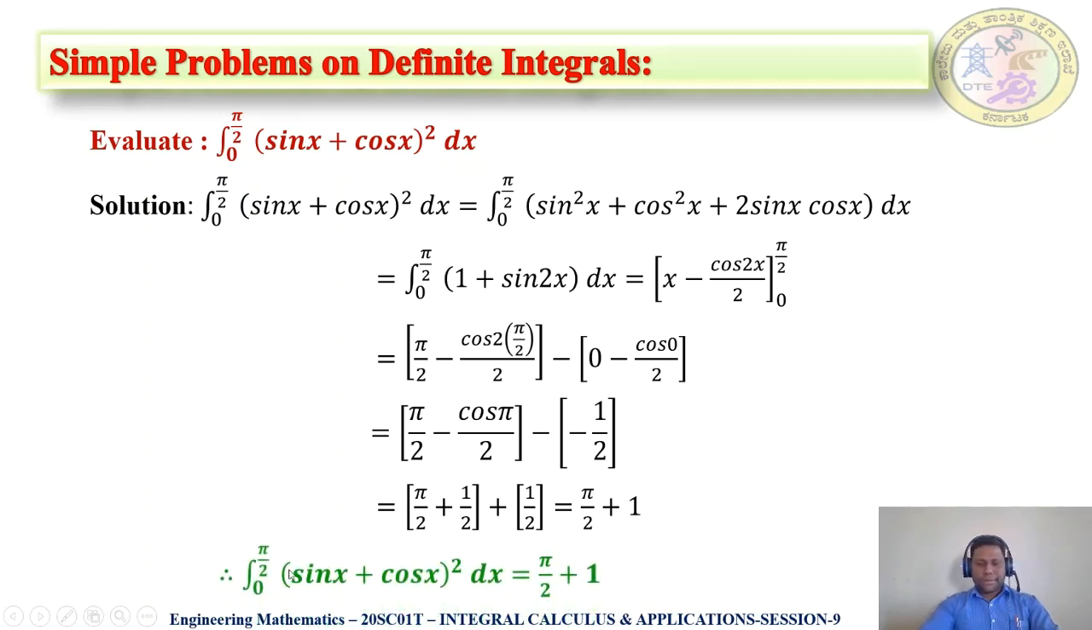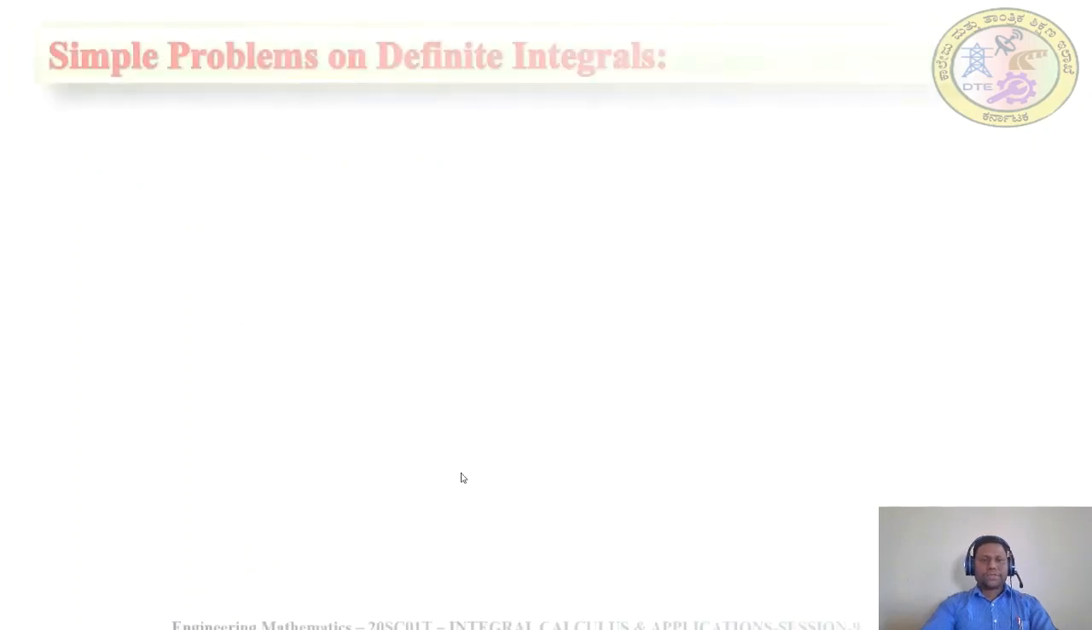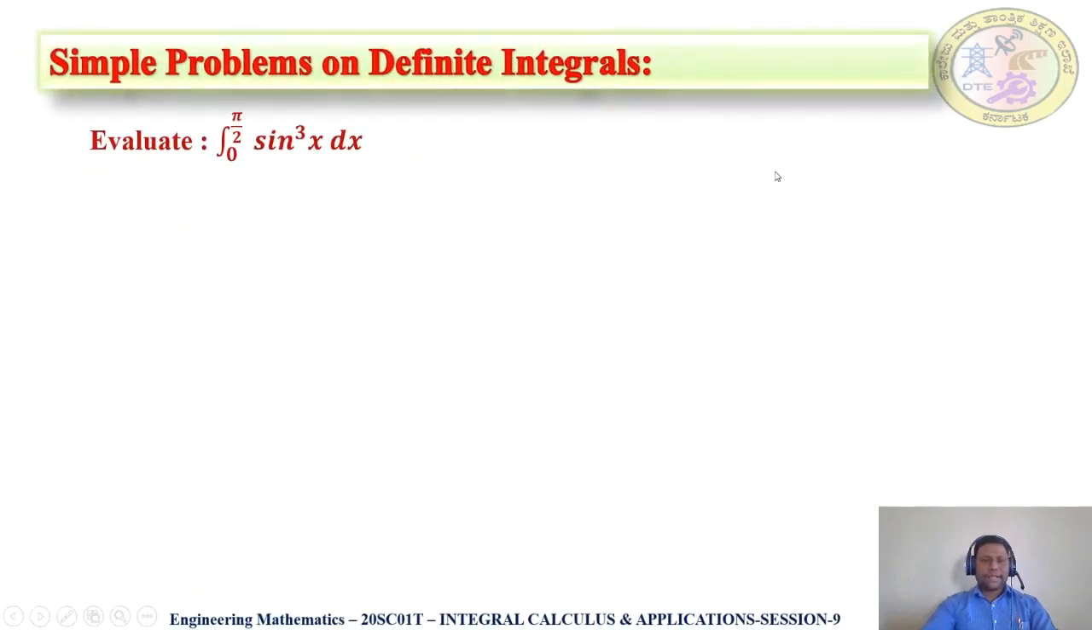Therefore, integration from 0 to pi by 2 of (sin x plus cos x) whole square dx is equal to pi by 2 plus 1. So that is how we can solve the definite integrals. Again, another problem is there. Evaluate integration from 0 to pi by 2 of sin cube x dx.